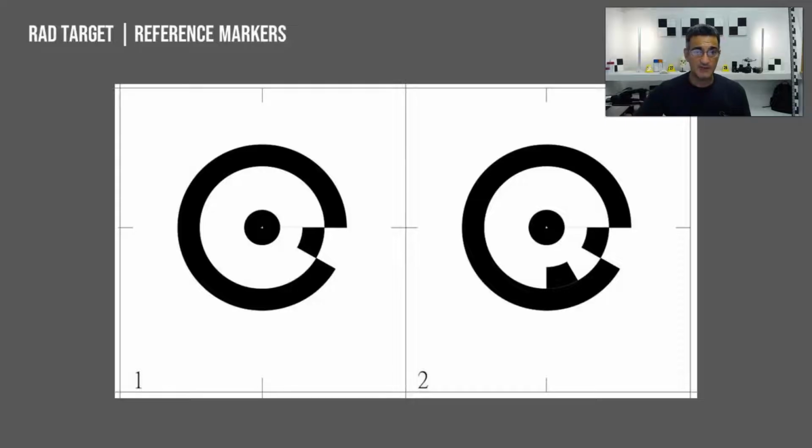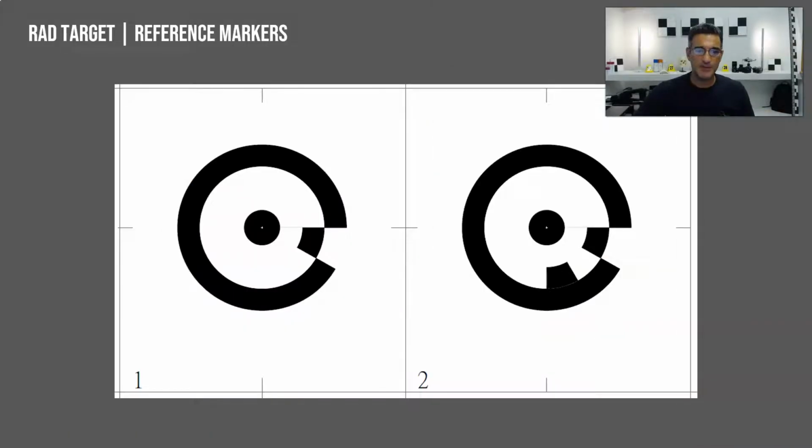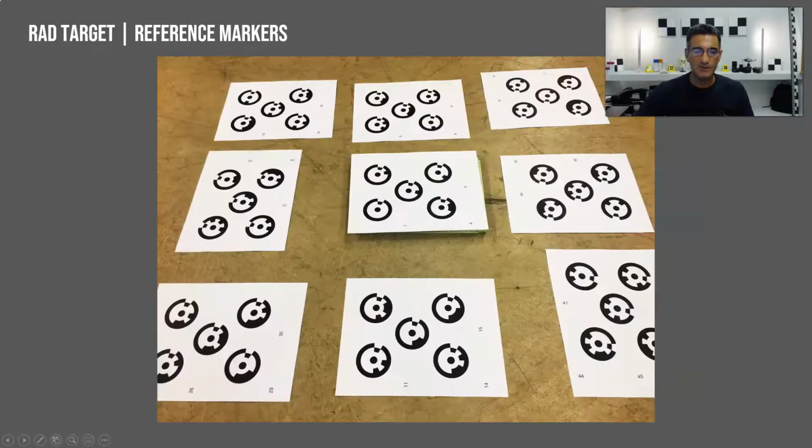Now there are different types of targets you can use. For example, here is one where you have a series of dots, so they make up a unique pattern, and that could be used for photogrammetry too. But it's not as common anymore. People are going to these types of coded targets.